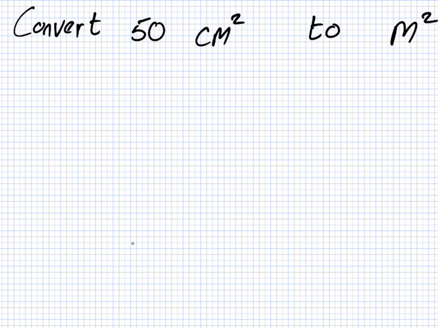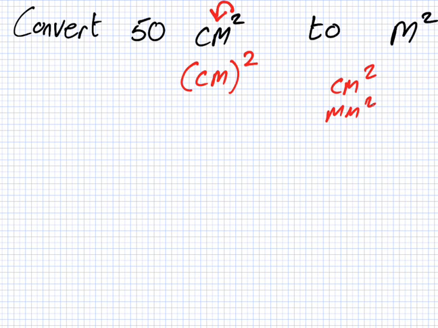Now, this is where you need to be really, really careful. This is why I'm doing this example. It looks like the square is only on the M, so it looks like this, cm squared. But in fact, it's not. When we write centimeter squared, we should really write it with brackets, (cm) squared. The square is actually on both, not just on the m. So you just need to be careful about that. In physics, when you have something like cm squared or mm squared, really it's on the whole thing. So just be careful about that in physics.